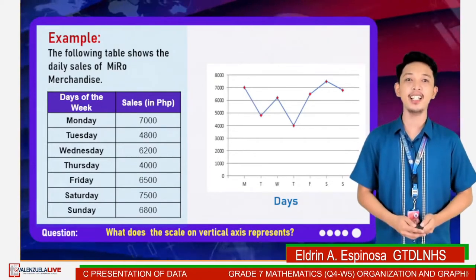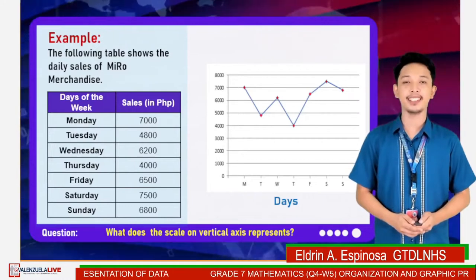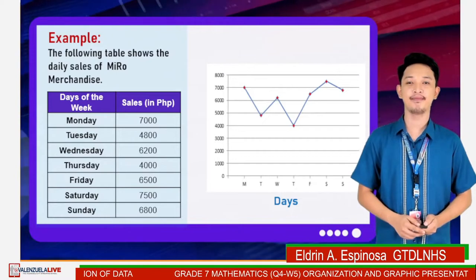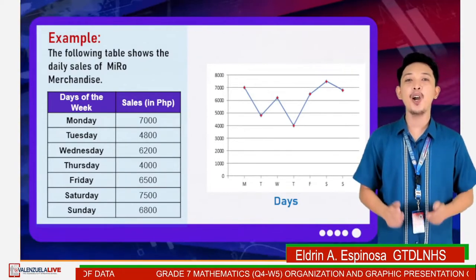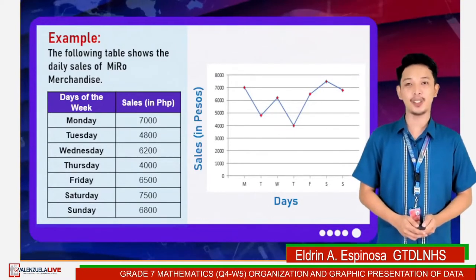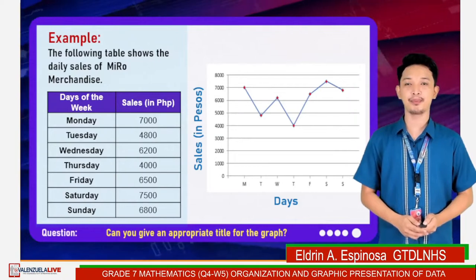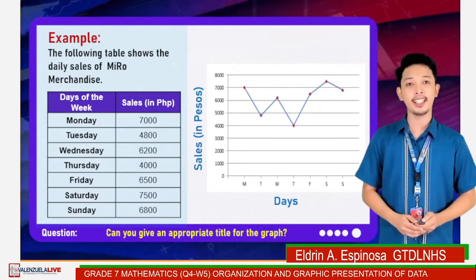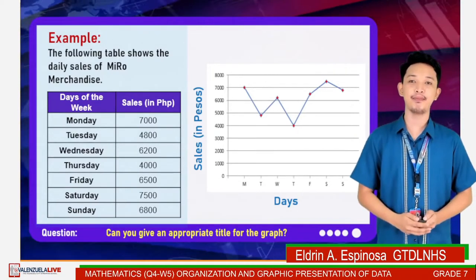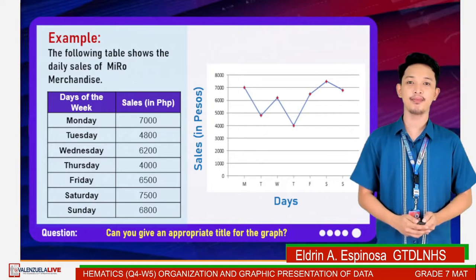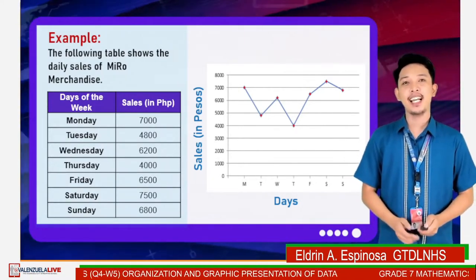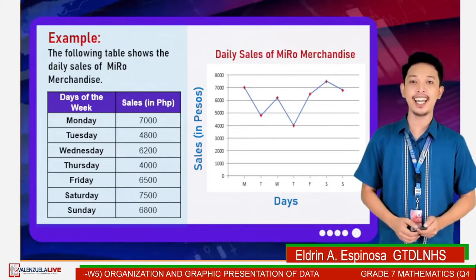Next, what does the scale on vertical axis represent? 5 seconds, go! Alright, the correct answer is sales in pesos. Next, can you give an appropriate title for the graph? 5 seconds, go! Great! The correct answer is the daily sales of Miro merchandise.